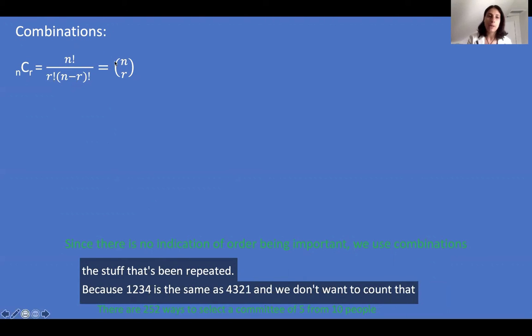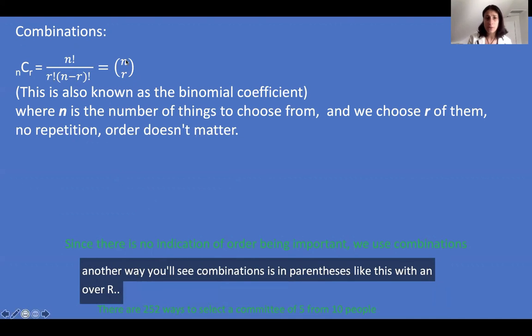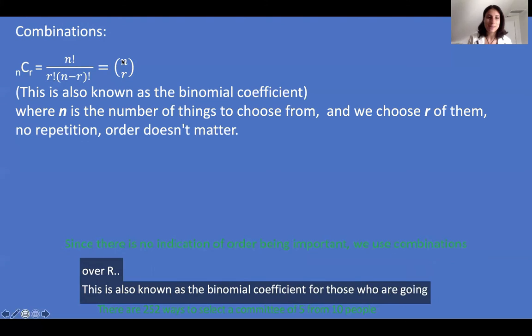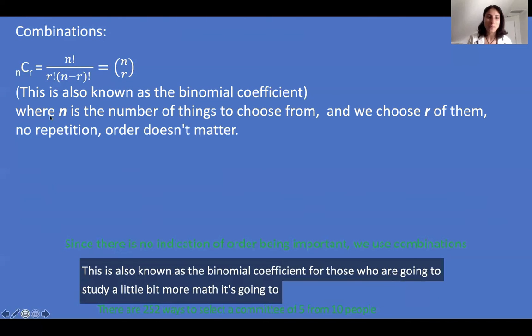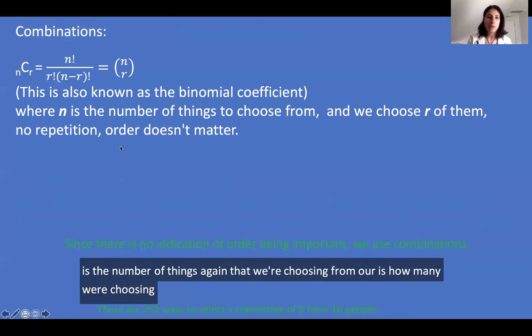Another way you'll see combinations is in parentheses like this with n over r. This is also known as the binomial coefficient. For those of you who are going to study a little bit more math, it's going to be really cool and important. n is the number of things, again, that we're choosing from. r is how many we're choosing. There's no repetition, and order doesn't matter.